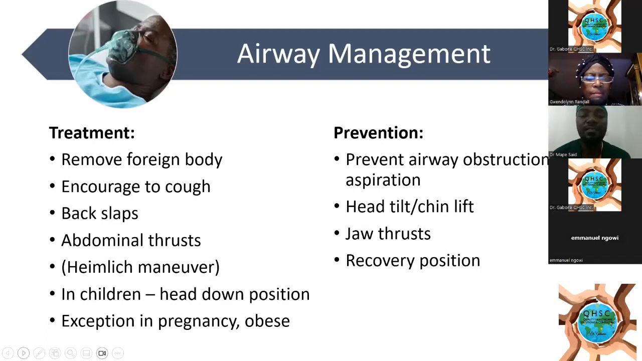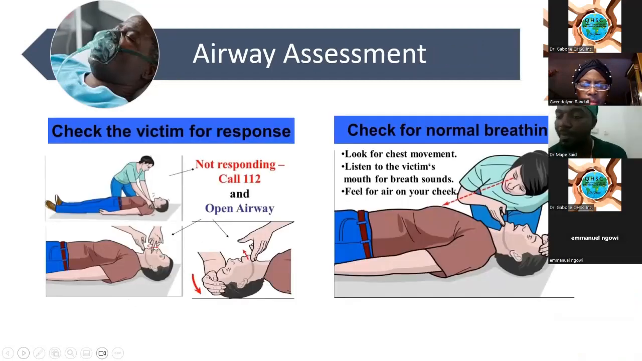And for children, they are also advised to be in a head down position. But this will not be applicable in very obese or pregnant patients. So we will see some of the pictures. We will show how you are supposed to do these procedures or maneuvers, which are very simple and non-invasive. Next.